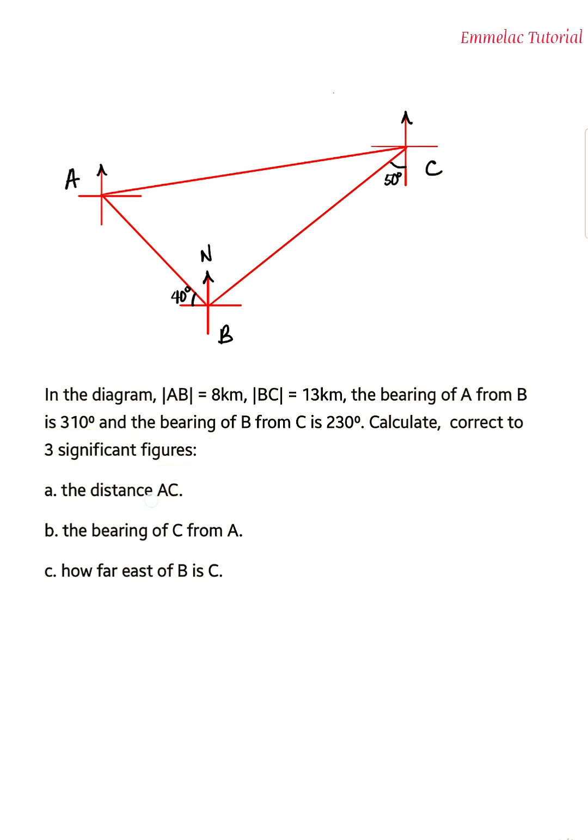A, distance AC, which means we'll be looking for the here. Then the bearing of C from A, that is here. And how far east of B is C? Which means this is the east of B, so definitely we might tend to draw another extension like that. So how then do we get started?